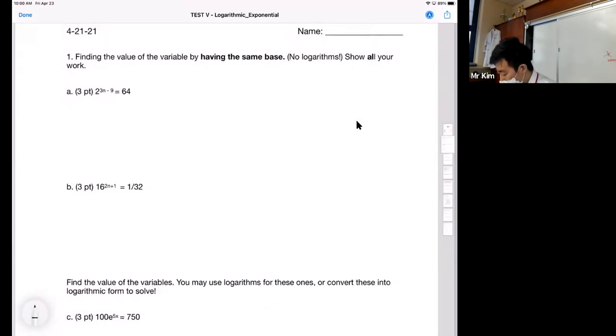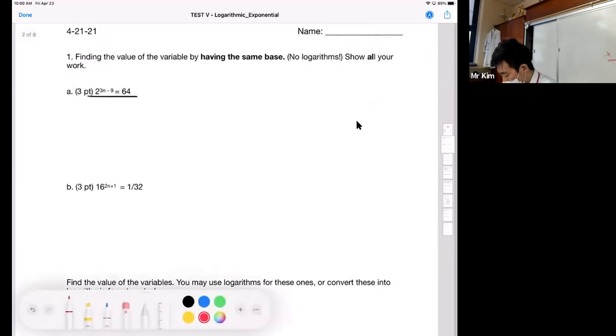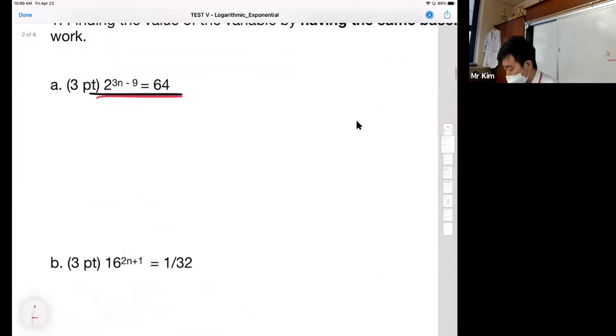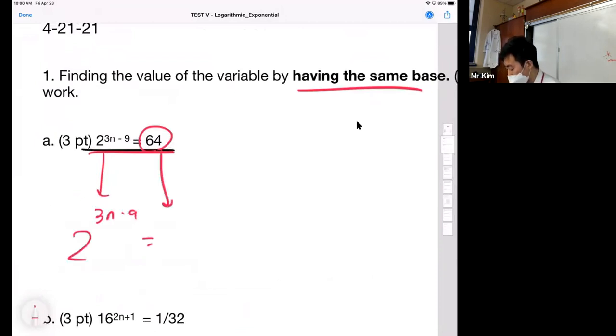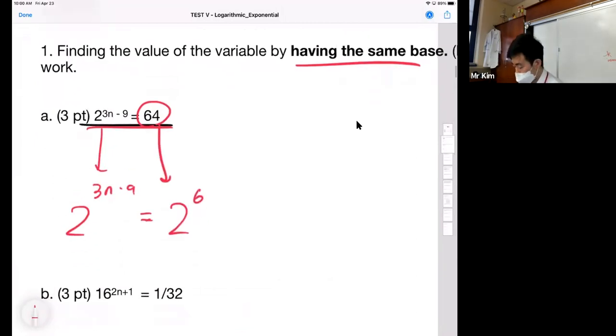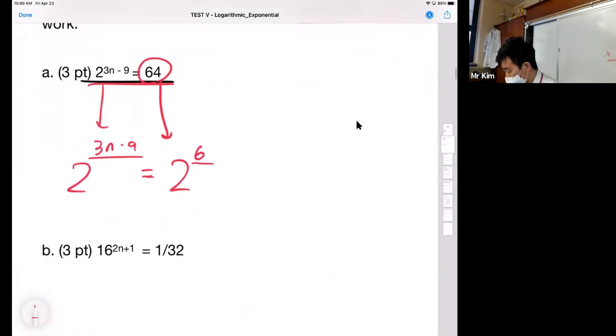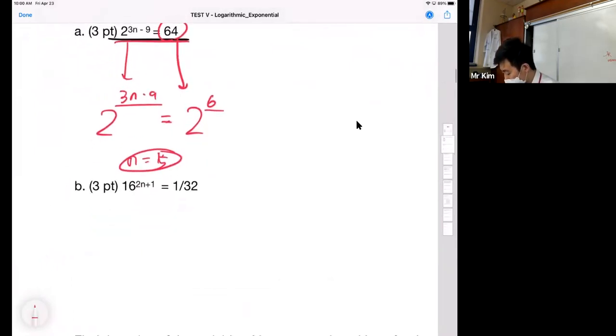Find the value of the variable by having the same base. 2 to the power of 3n minus 9 equals 64. I asked you specifically to have the same base. You don't mess with the left-hand side; you mess with the right-hand side. 64 is 2 to the power of 6. So set them equal to each other, and you should get n is equal to 5 by solving it with pre-algebra. That's not going to be a big deal.